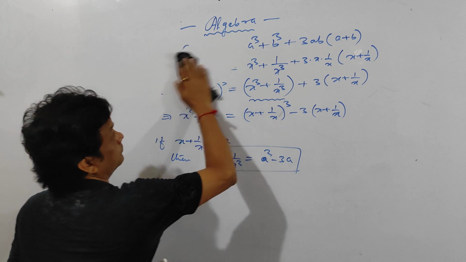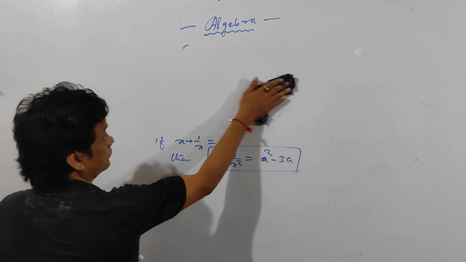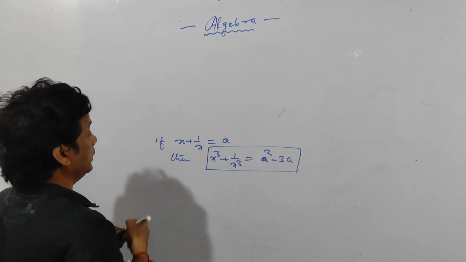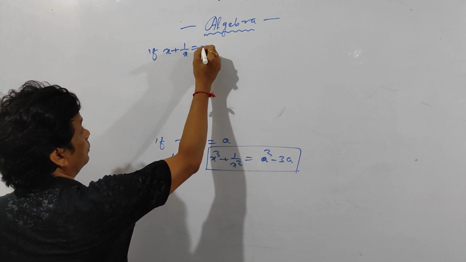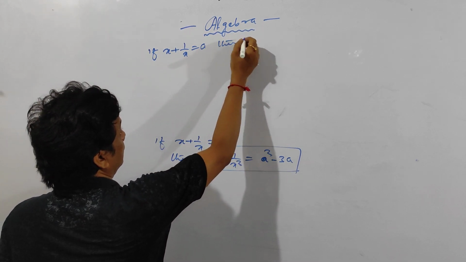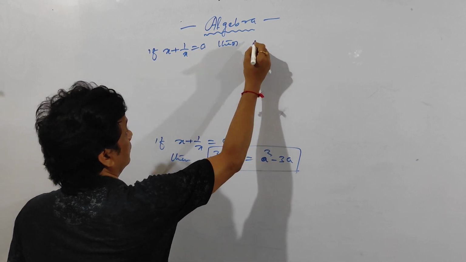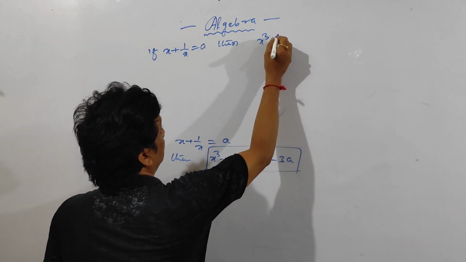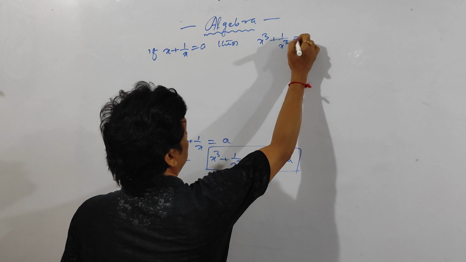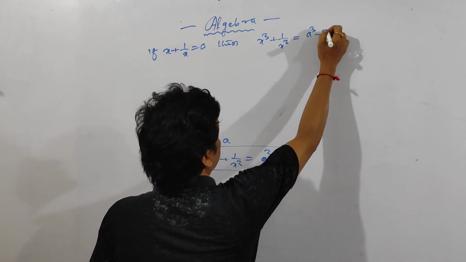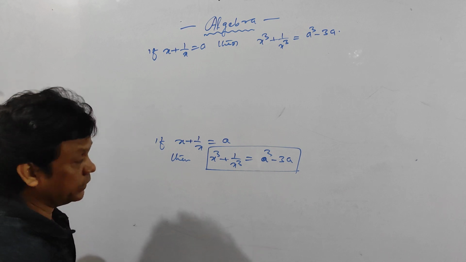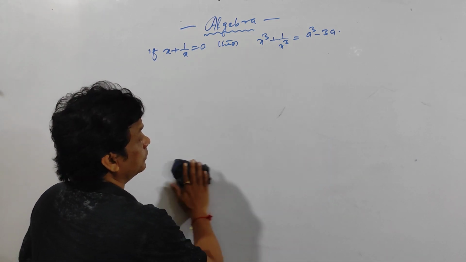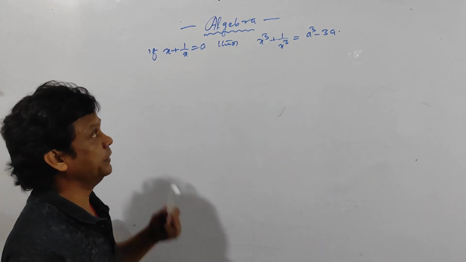See here. If x plus 1 by x is equal to a, then x cube plus 1 by x cube is equal to a cube minus 3a. Clear? And then I am going to tell you the difference between the first video and this video.